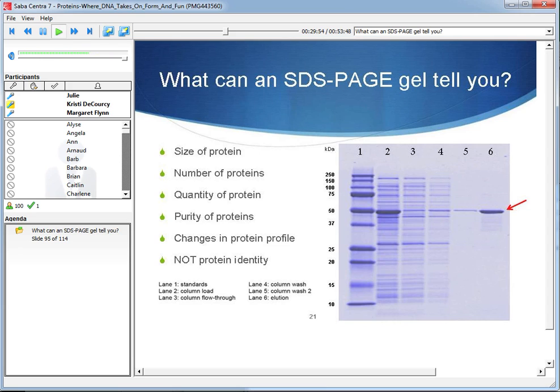Okay, so here's the gel. Lane 1 is the standards. Lane 2 shows the Gamisha proteins, and the arrow marks the protein of interest, which is about 50 kilodaltons.